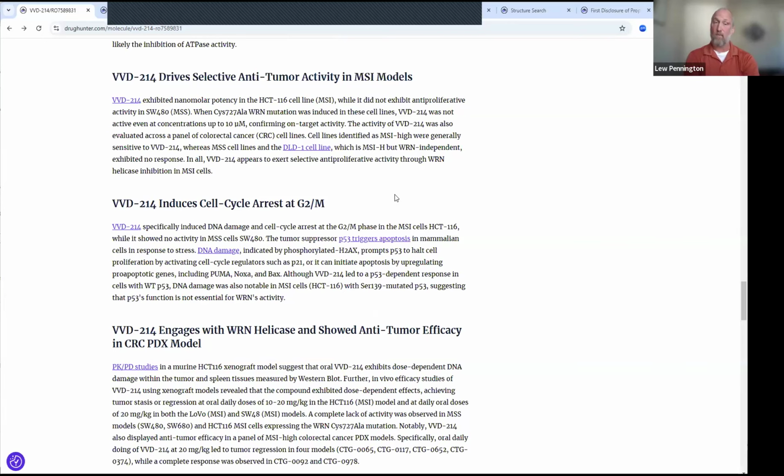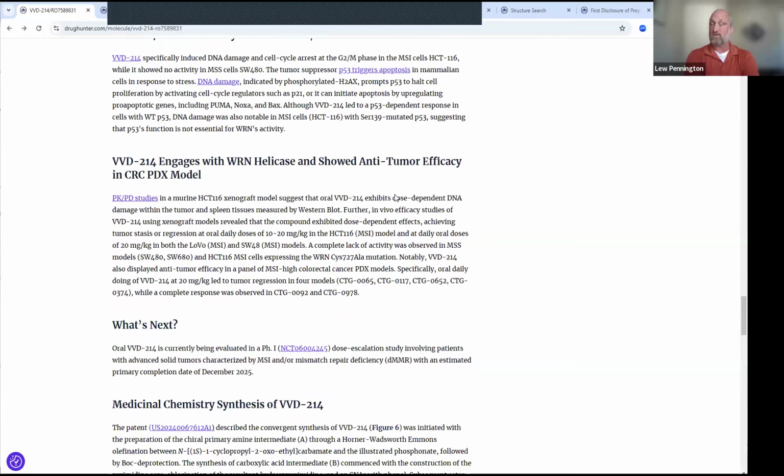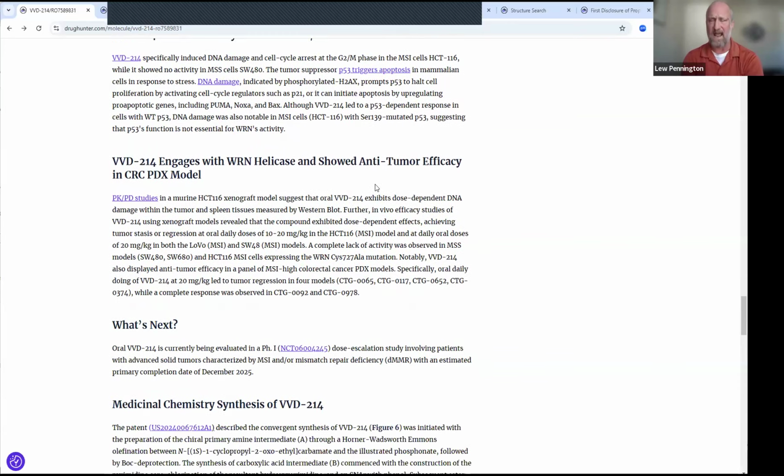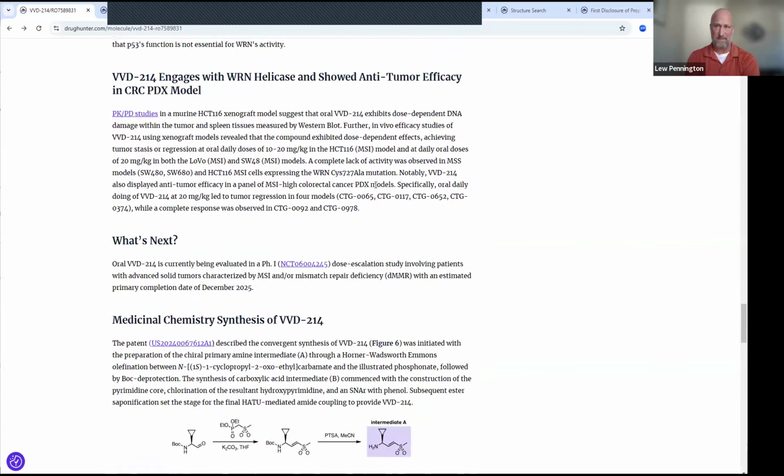If you scroll down a little bit more, this cellular activity was recapitulated in patient-derived xenograft models. So you can see that 214 showed tumor regression activity in these PDX models that had high microsatellite instability, but were not active in PDX models that did not display that, cell types that have microsatellite stability.